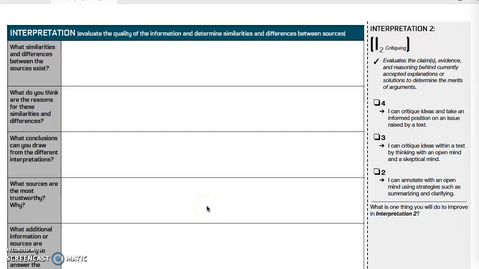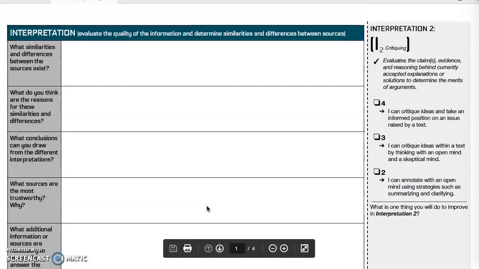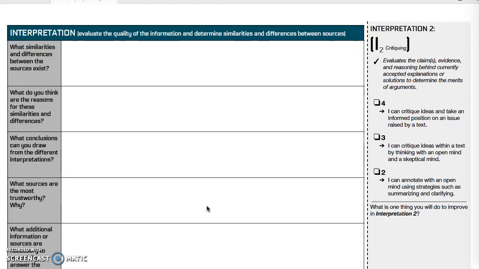Hi everyone, in this tutorial I'll be walking you through the interpretation organizers, which is the third step in the inquiry cycle. Before I move on to that, I'm just going to go over the learning goals for interpretation 2. This is the standard that you'll be assessed on for this step.